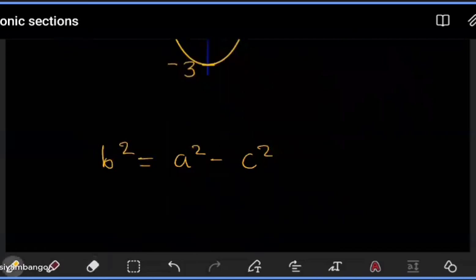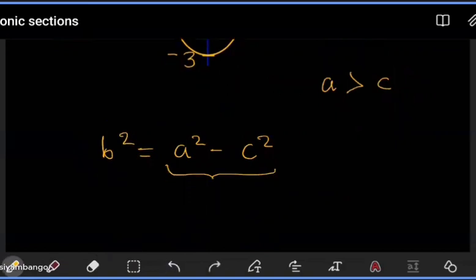Since A is greater than C, this difference will give us a positive solution because A is bigger than C. So if you make a mistake and swap these, you're obviously going to get a negative, which will be complicated when you try to get the square root later on.